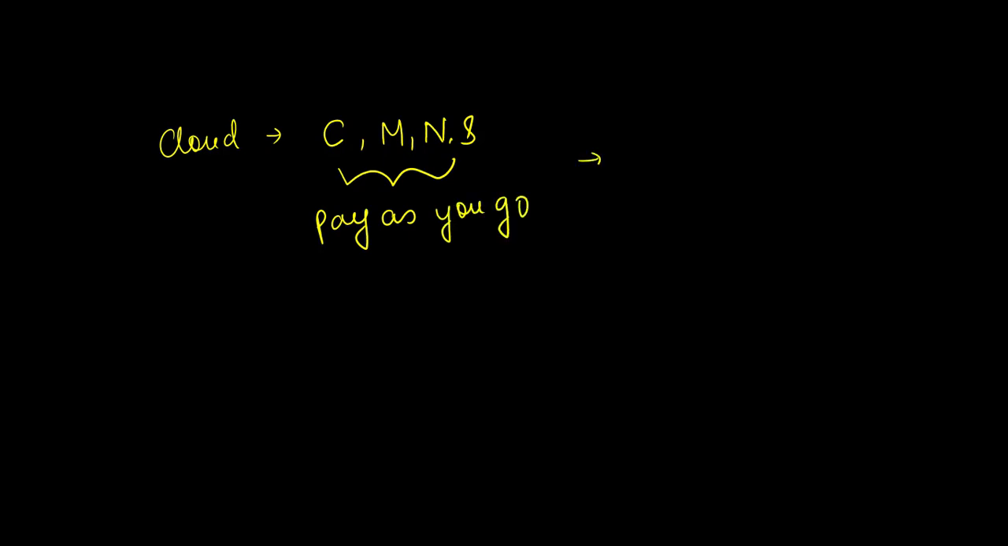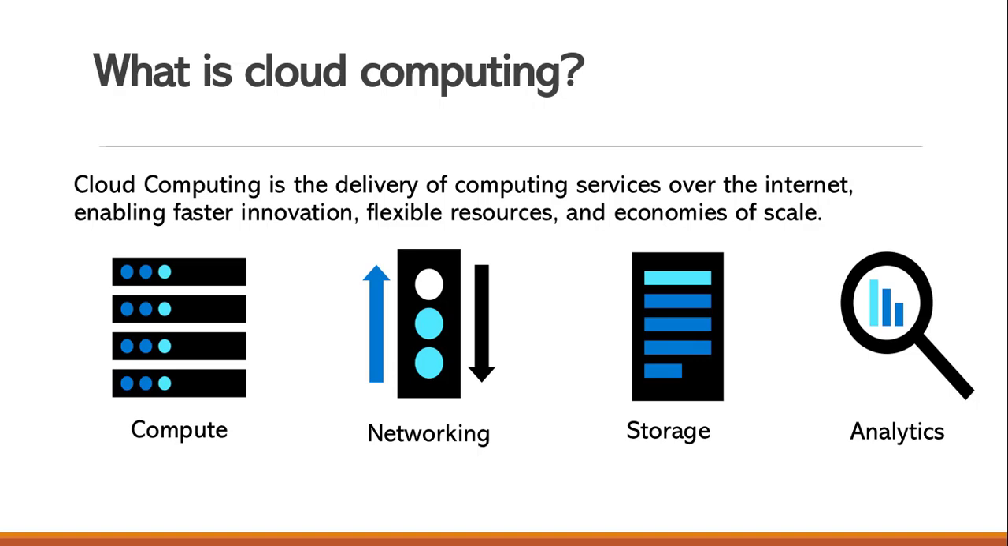So when we talk about cloud, right, we have the proper compute, memory, networking, and storage that is being available to us on a pay as you go model. We will be talking about what pay as you go model is, right? In a pay as you go model on an on demand basis, right? So, as you can see, it is the delivery of computing services over the internet.